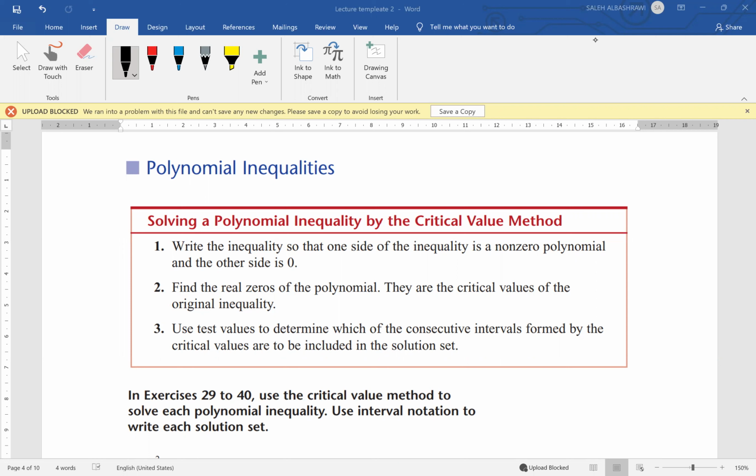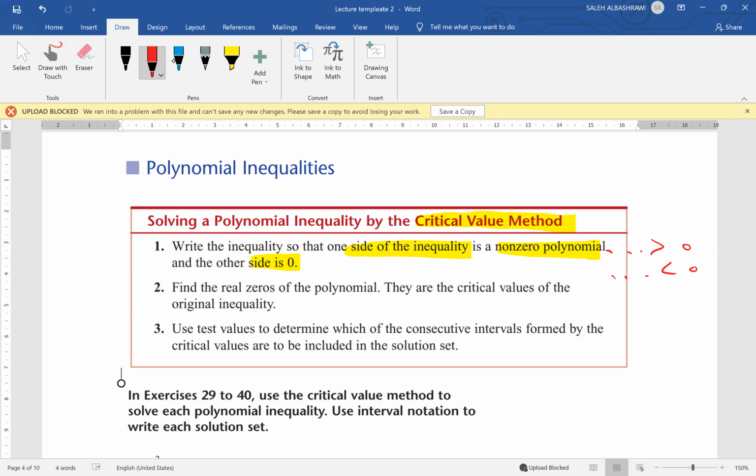To solve a polynomial inequality, we are using something called the critical value method. The critical value method is this one: solve polynomial inequality by critical value method. We have 3 steps. Step number 1, if the inequality is not written in a way that the other side is equal to 0, we have to write the inequality so that one side of the inequality is a non-zero polynomial and the other side is equal to 0. So we have to keep one side equal to 0 and the polynomial in the other side.